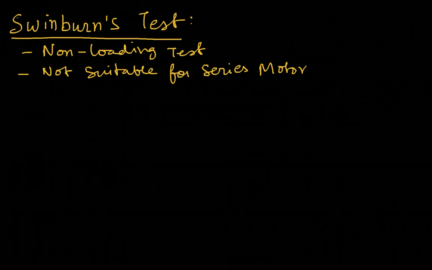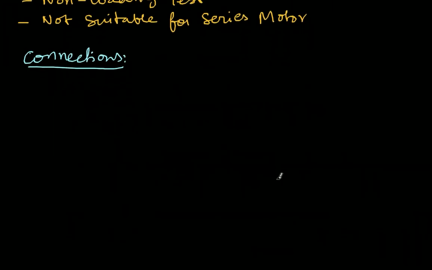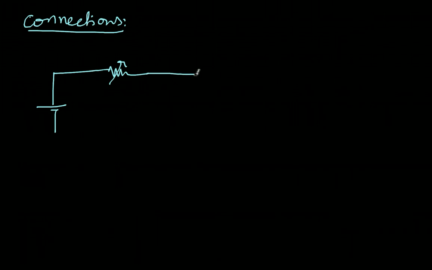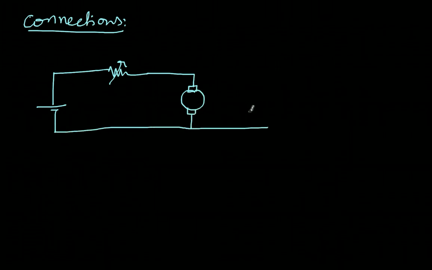So let's look at the connections for this particular test. What we do is, once we have a supply, in series with the supply, I connect a variable resistor, and then this goes to the armature of the machine. So for the time being, let's say this is the motor. By the way, you can conduct this experiment for a generator also.